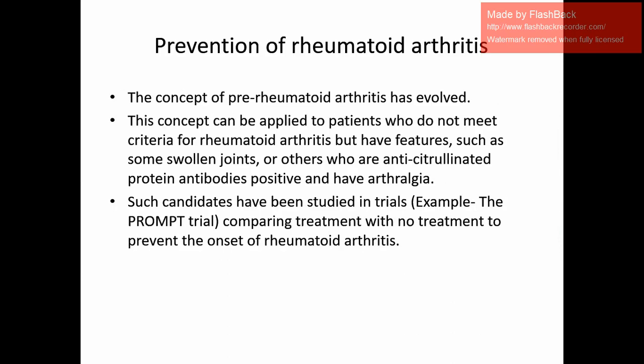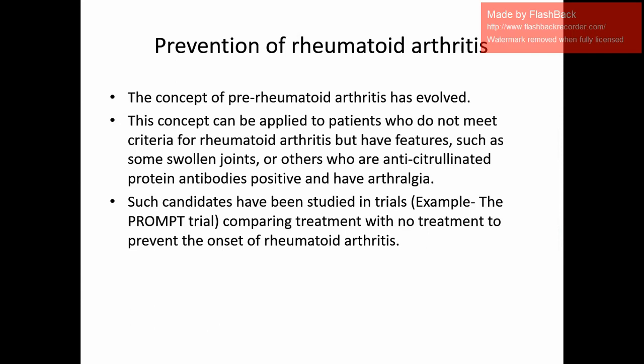Now, prevention of rheumatoid arthritis. Can it be prevented? Many studies are underway trying to assess whether rheumatoid arthritis can be prevented. This concept only applies to those patients who do not meet the EULAR criteria for rheumatoid arthritis but have features such as some swollen joints, or others who are anti-CCP positive and have arthralgia.